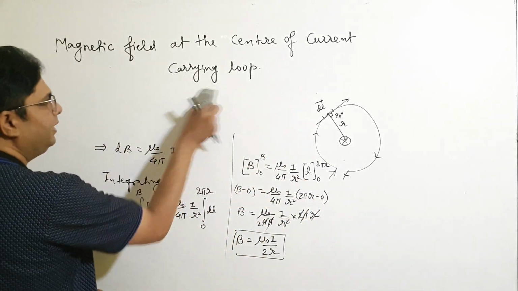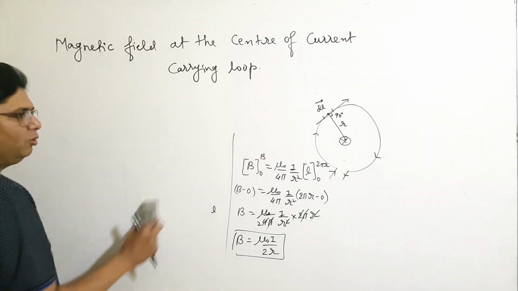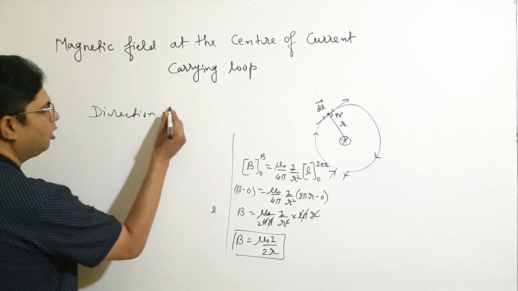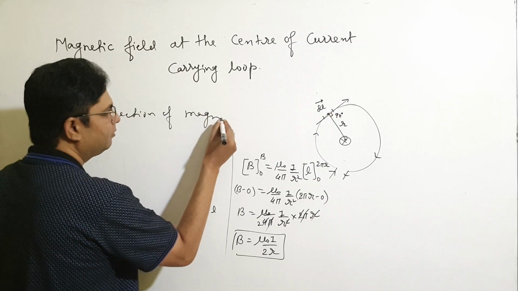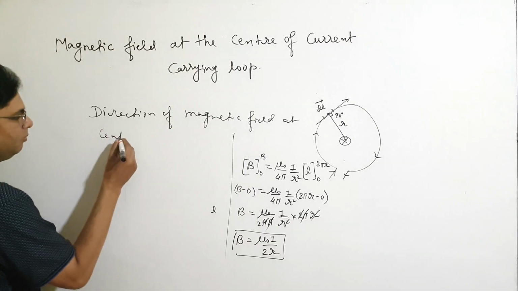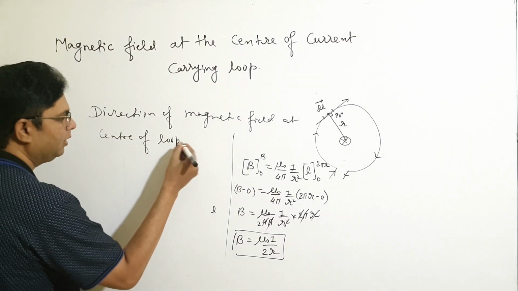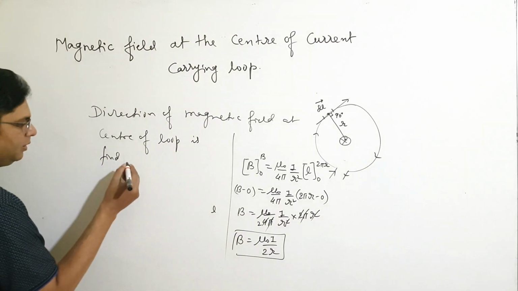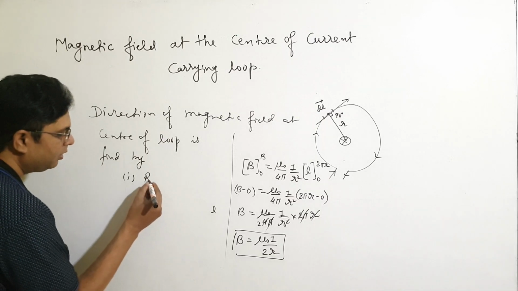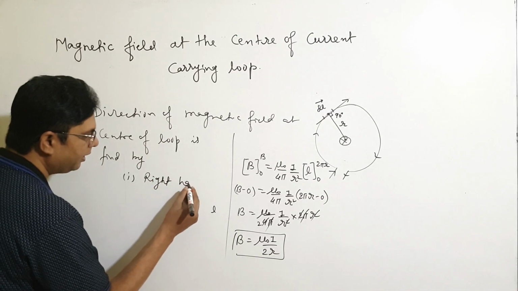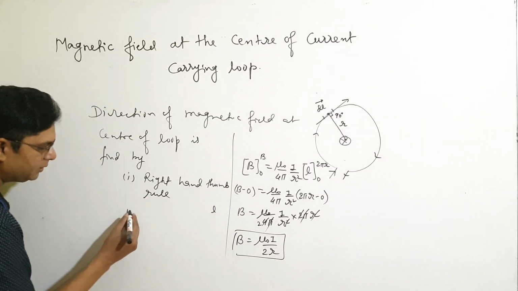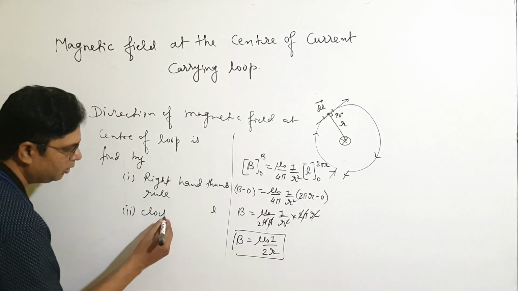This can also be found by the clock rule. There is another rule known as the clock rule. So the direction of the magnetic field at the center of the loop is found by two methods. Number first, the method is the right hand thumb rule. And number second, the method is the clock rule.